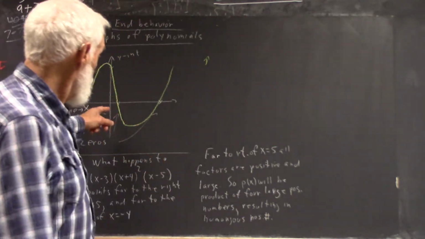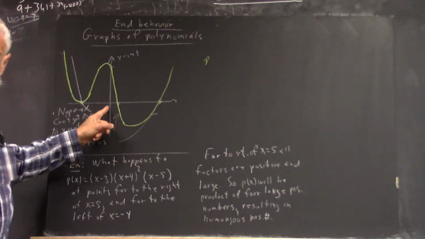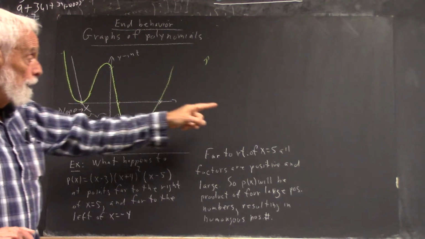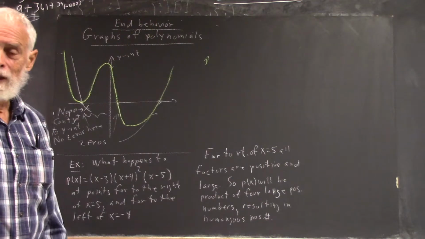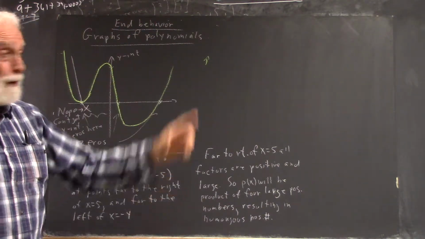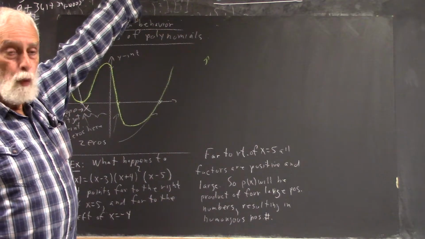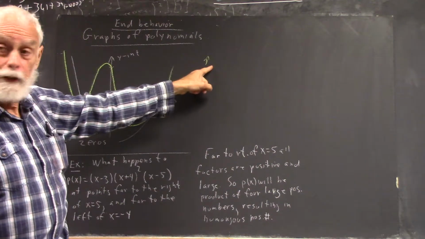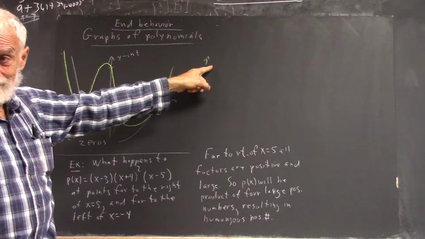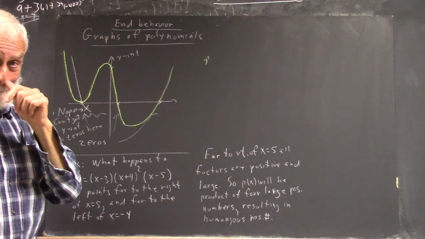So in what direction do I have to go to get out to a point where you've got a large positive number and a humongous positive number for your x and y coordinates? You've got to go way up, right? So that's what the graph does. Okay? Make sense?